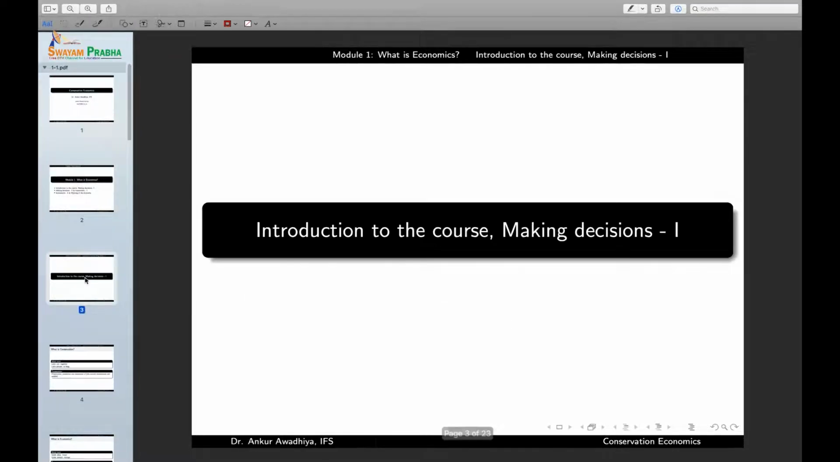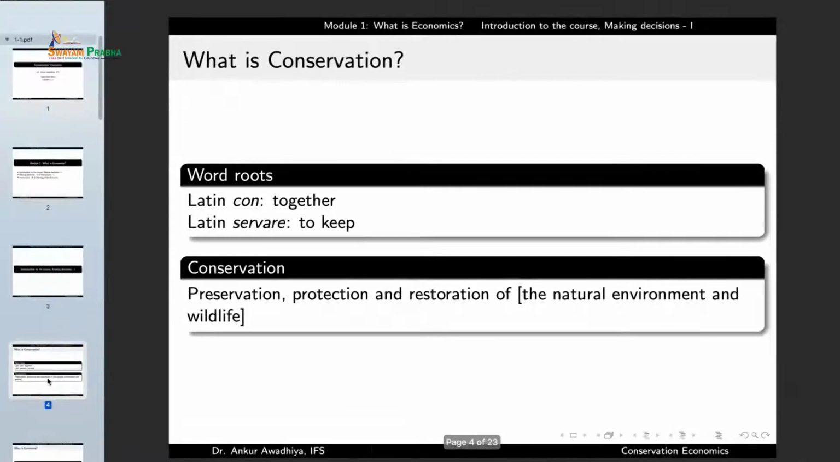So we begin with the first lecture, Introduction to the Course and Making Decisions. When we talk about conservation economics, the first question that comes to mind is, what is conservation economics? That is, what is conservation, what is economics, and how are both of these linked together? The word conservation is derived from these word roots, con meaning together and servere which means to keep. So essentially, conservation will mean to keep together.